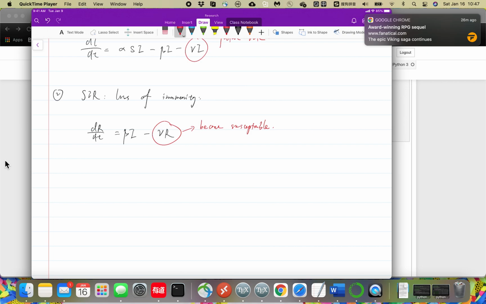That means if you build an immunity towards a certain kind of virus, but then you either lose it or the virus has a mutation. Once the virus has a mutation, you have to come back and become susceptible again. Therefore, your dS over dt is going to have the old terms, but this time, one more thing, that is, how fast people become reinfected again.